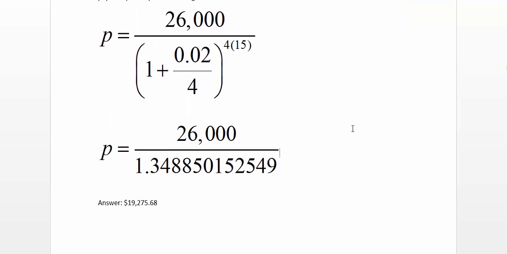So hopefully this will help you with your calculator when you're working on the formulas that we use in section 10.3.